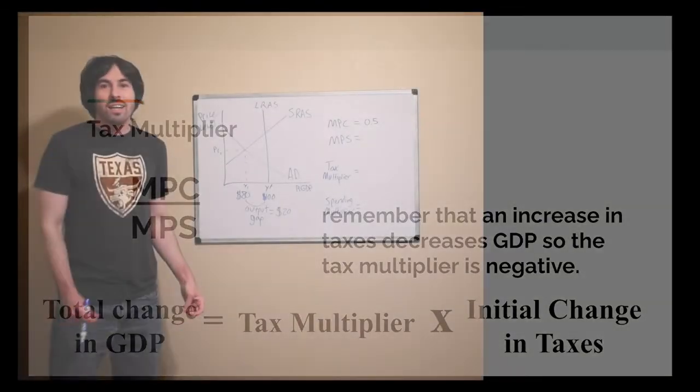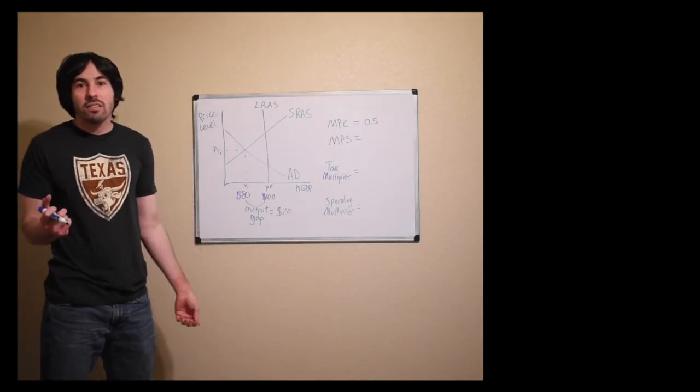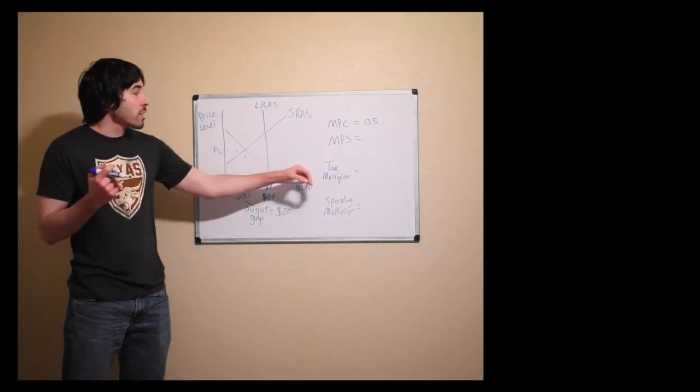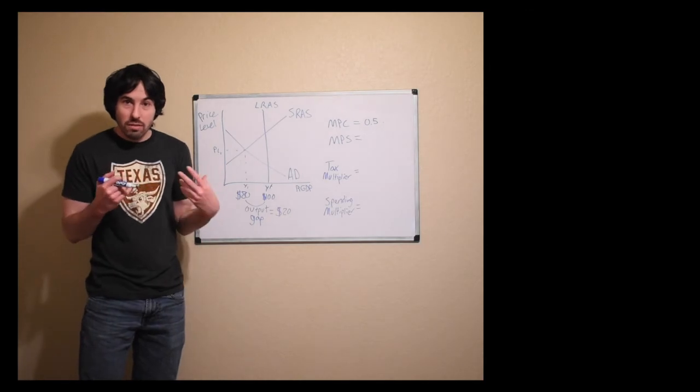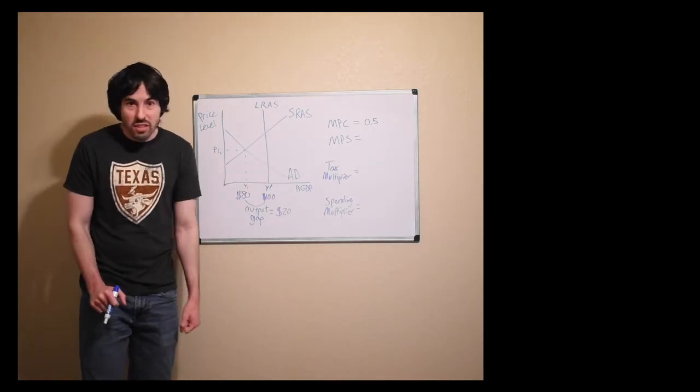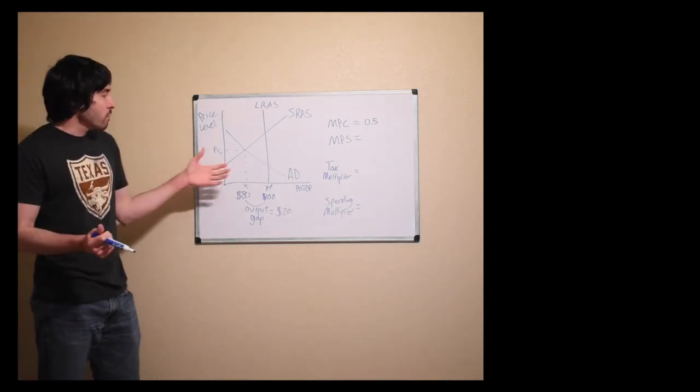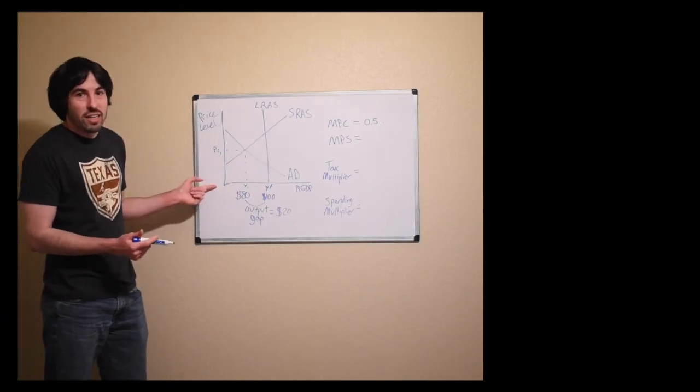All right, students, now we're going to do some practice using the tax multiplier and the spending multiplier by using our marginal propensity to consume. What we have right here, we're in the midst of a recession in this economy.